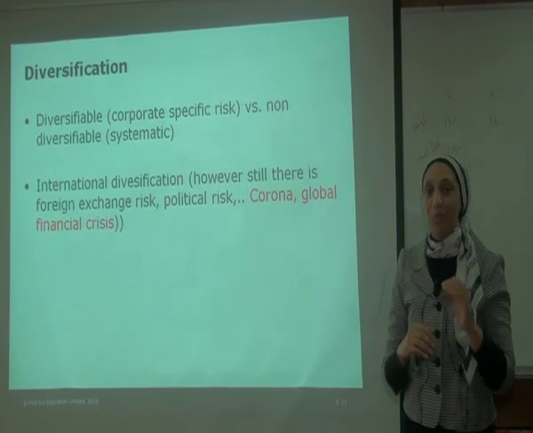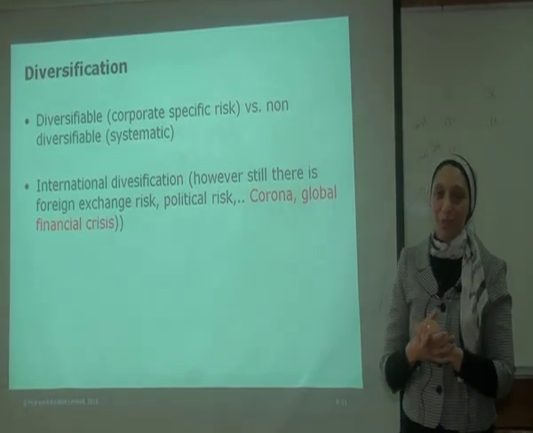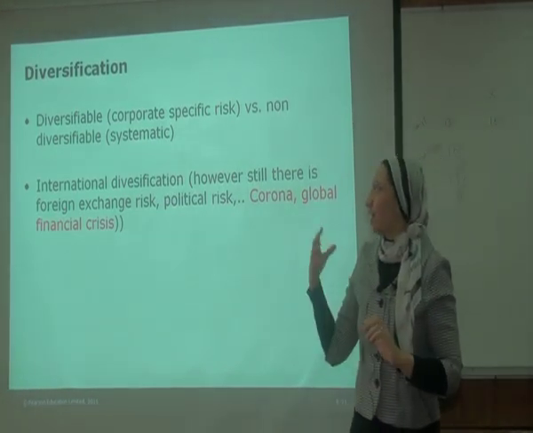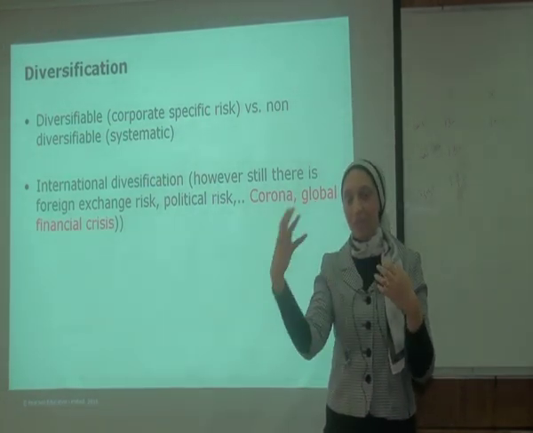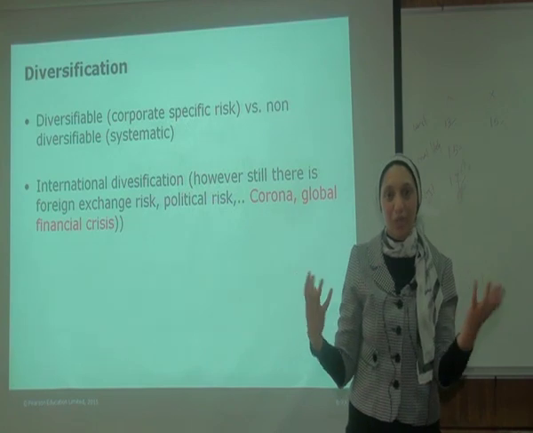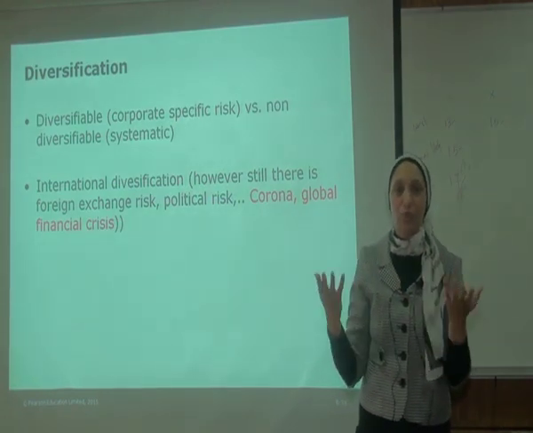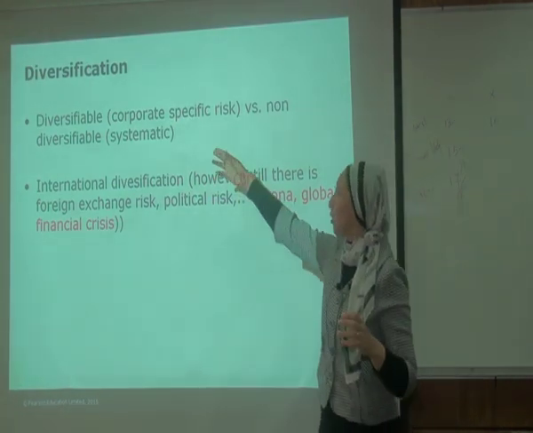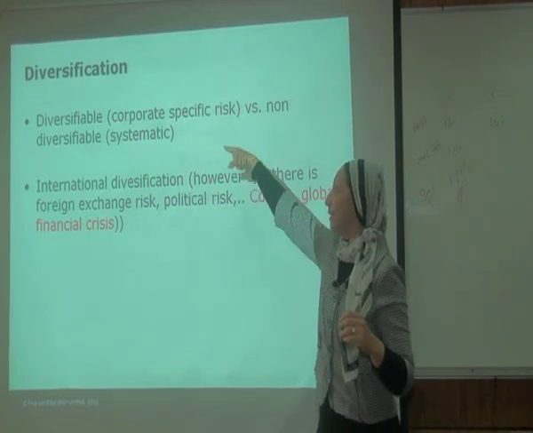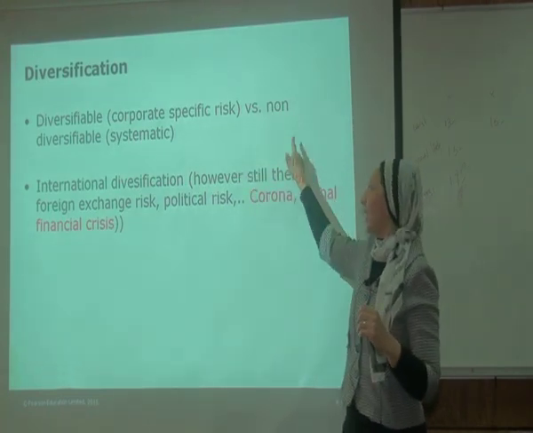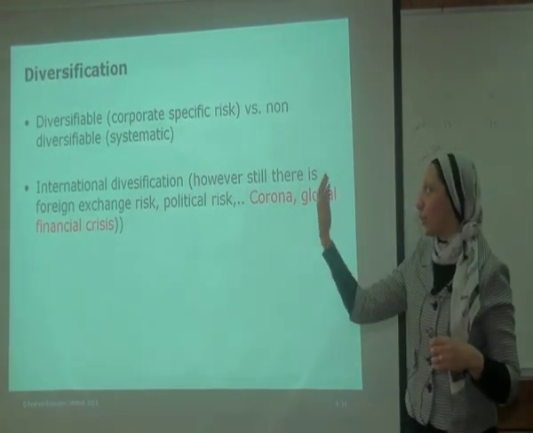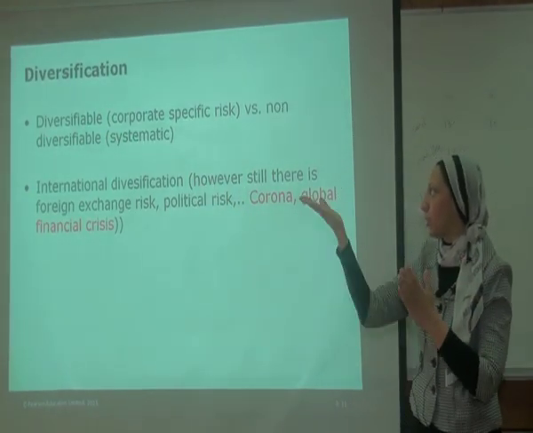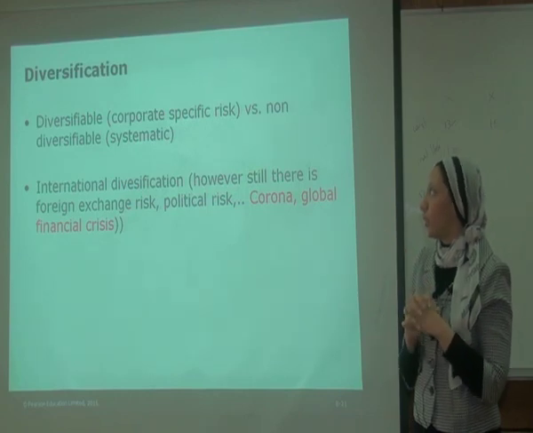But we will face an important problem. Diversification can help us avoid one type of risk, but not the other type. We have actually two types of risks: the corporate specific risk, which is diversifiable risk, and the non-diversifiable, which is the systematic risk. What do I mean by corporate specific or systematic, diversifiable or non-diversifiable?